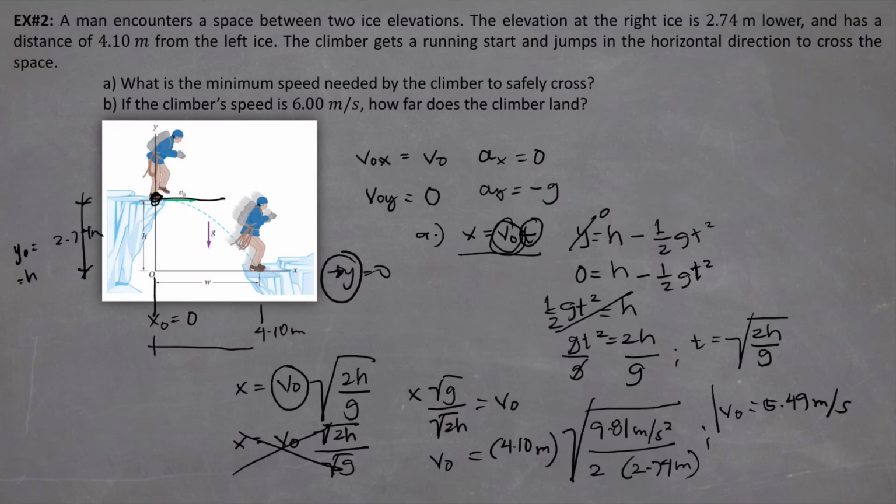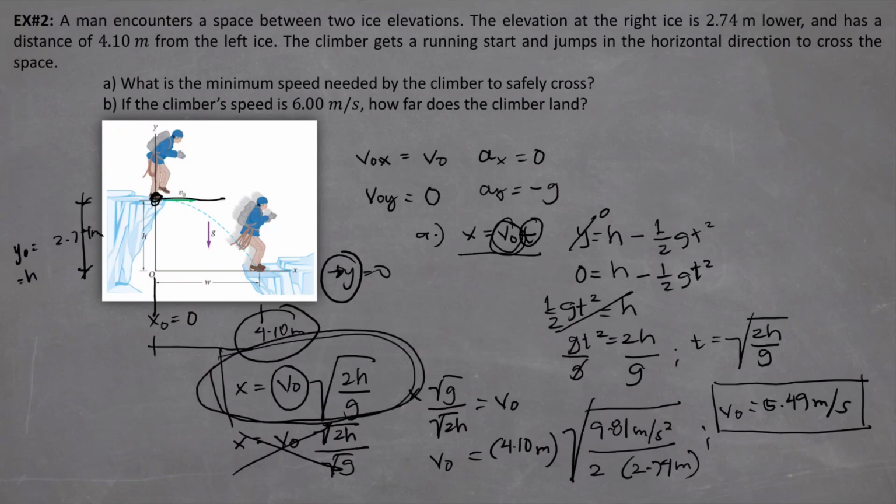So this is the minimum speed needed by the climber to safely cross the horizontal distance of 4.10 meters and the height of 2.74 meters. This is the speed he needs to create that projectile motion. For the letter B, we can directly use this equation since what we are looking for is how far the climber will reach when he has this speed of 6 meters per second. So for letter B, we use the same equation, x is equal to v sub o times the square root of 2h over the gravity.